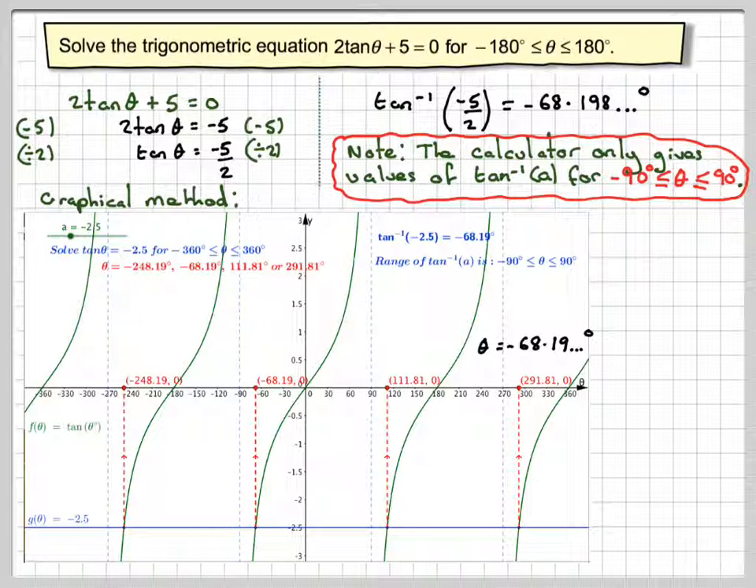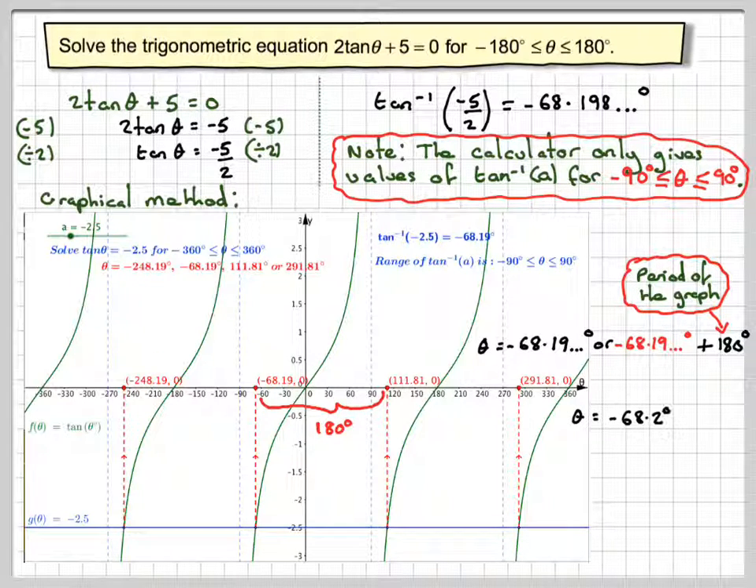So we're going to get that theta is equal to minus 68.19, and the second value I get by adding 180 degrees to that, so minus 68.19 plus 180, and that's the period of the graph. So rounding off I get that theta is equal to minus 68.2 or 111.8. Now that's the graphical method.